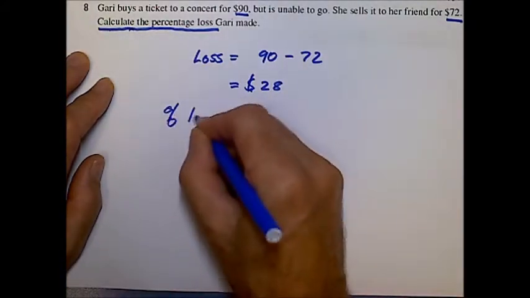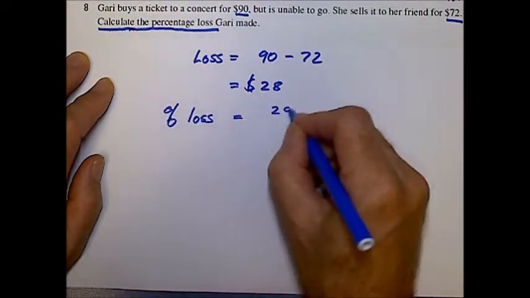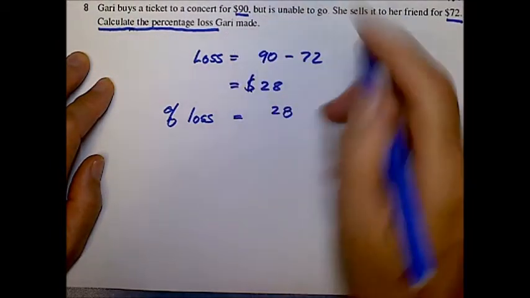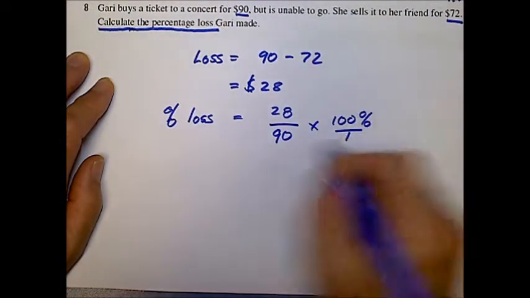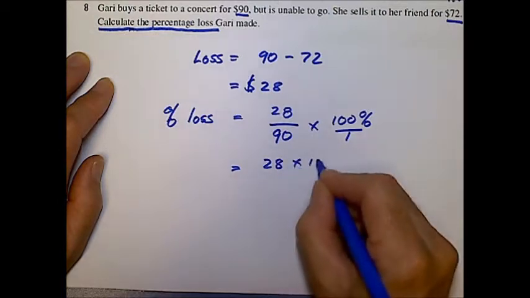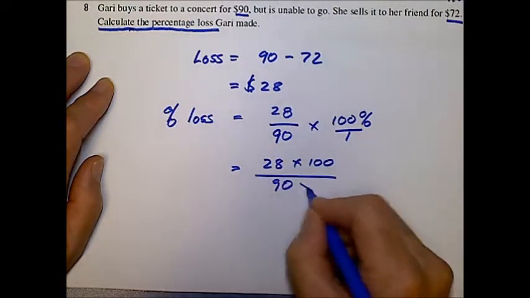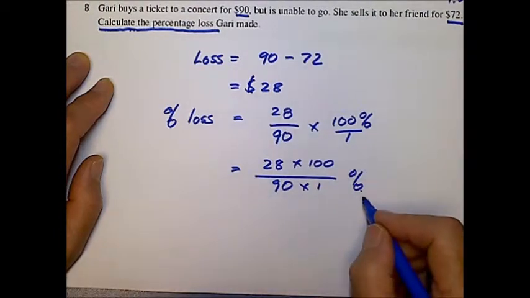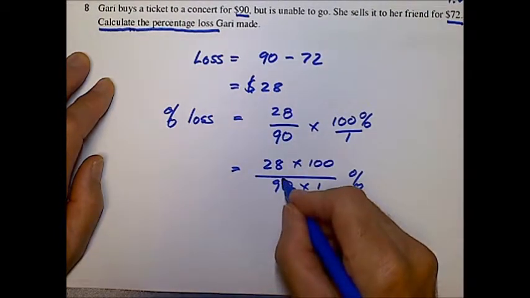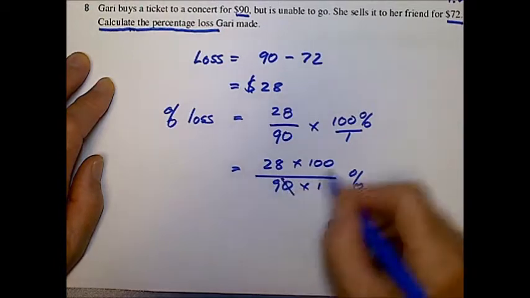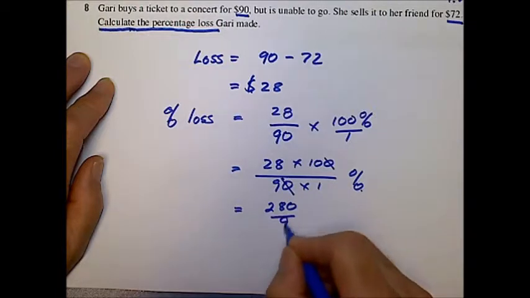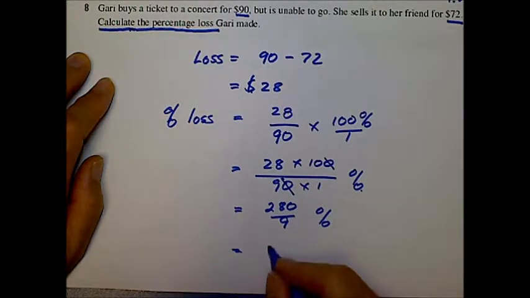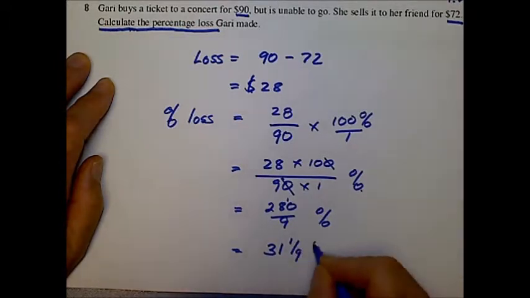What's the percentage loss? So the percentage loss has to be compared not to the final value, but to the original value. So 28 divided by 90 multiplied by 100% over 1. So that's going to be equal to 28 times 100 over 90 times 1%. So if we do our calculations here, dividing the denominator by 10, the numerator by 10, we're going to be left with 280 over 9%. So 9 threes are 27, carry the 1, 9 ones are 9, and 1/9%.